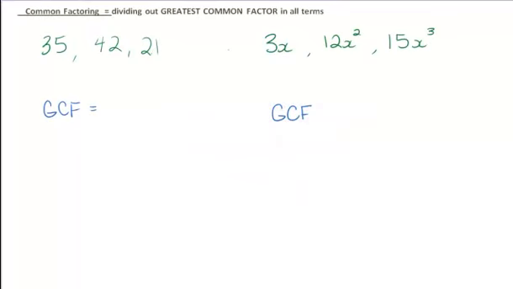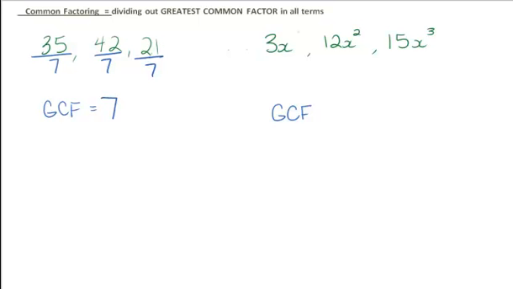In this video segment, we're going to look at the process of common factoring, which is dividing out the greatest common factor from all terms. I have two sets of numbers. The first is 35, 42, and 21. Of those three numbers, the greatest common factor is a 7. 7 can be divided into each of those numbers. And what you'd be left with is 5, 6, and 3.